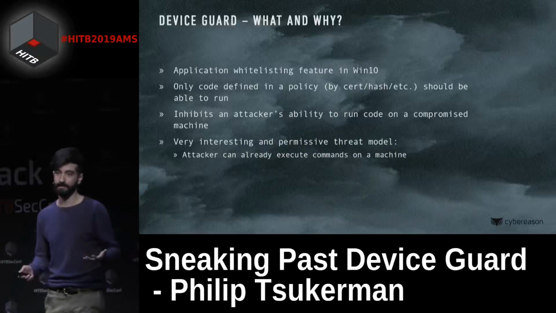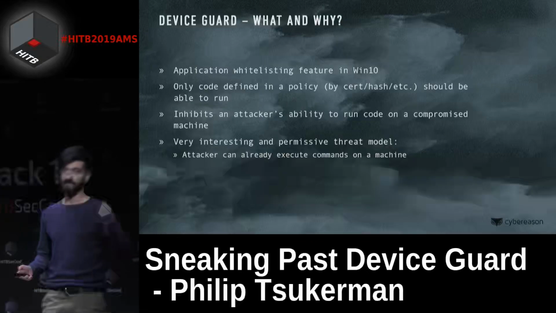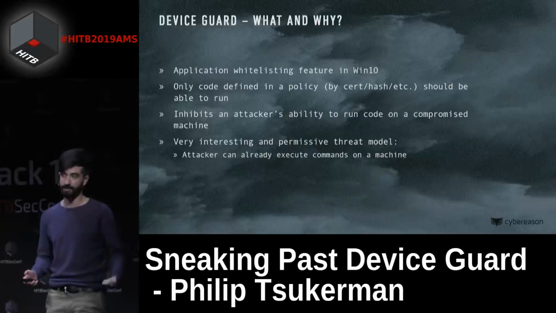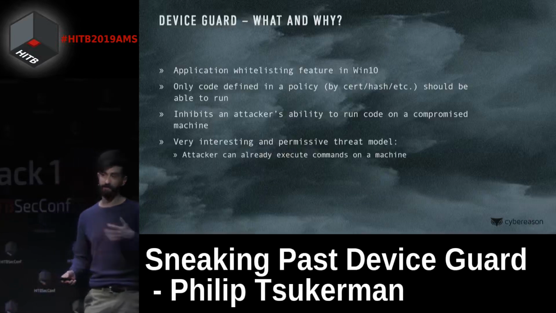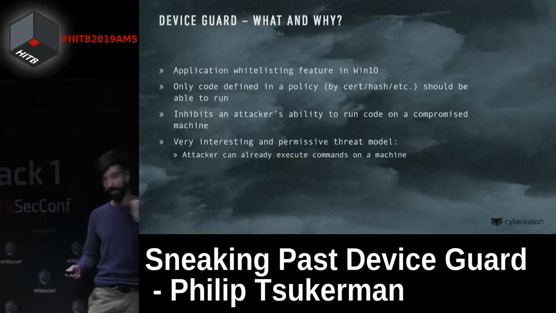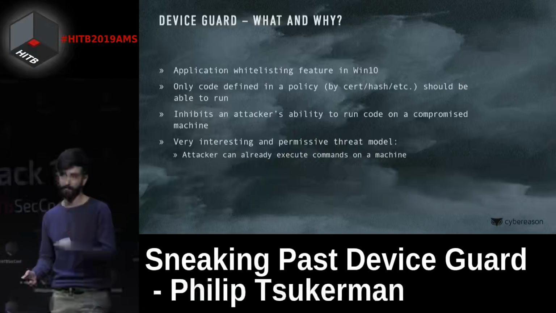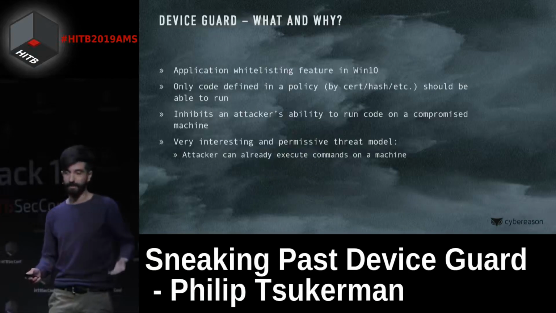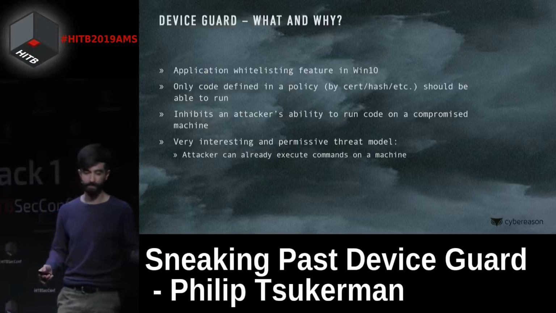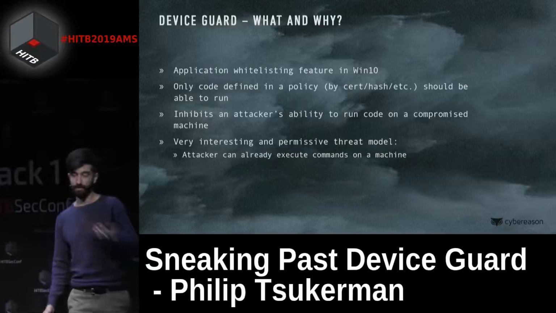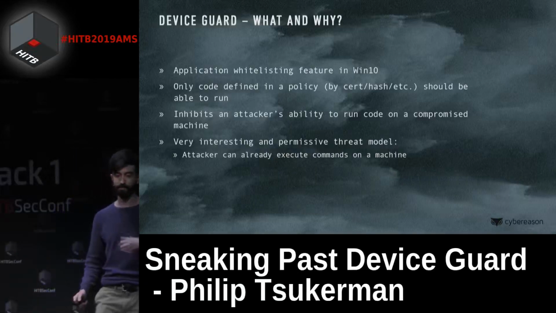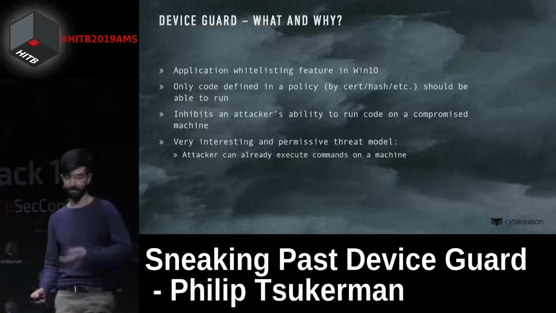Now, this policy contains rules such as specific certificates or hashes or even file names, and says that if a piece of code does not comply with this policy, it will be rejected by default and not be able to run. Now, such a feature actually inhibits an attacker's ability to run arbitrary code on a compromised machine.